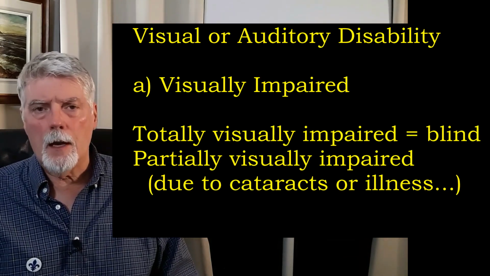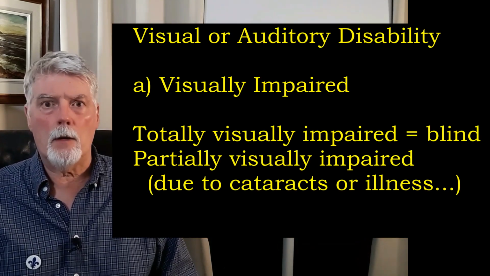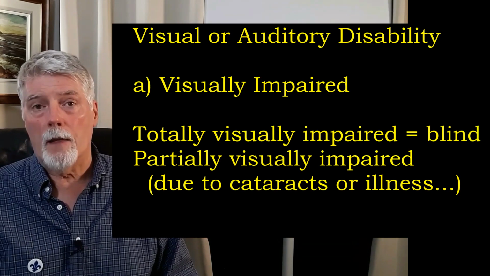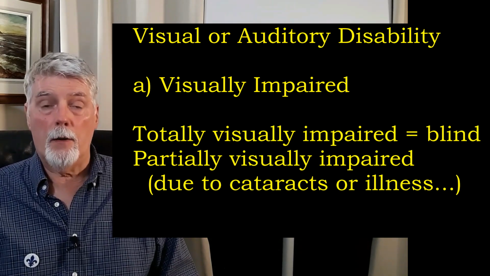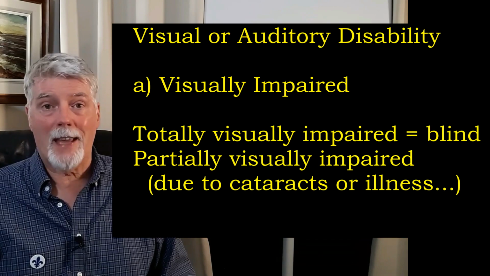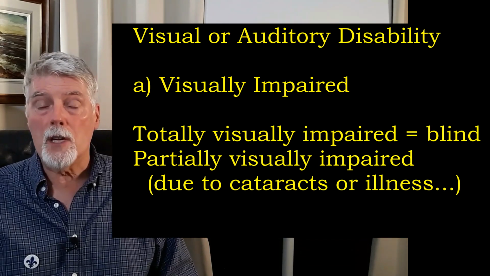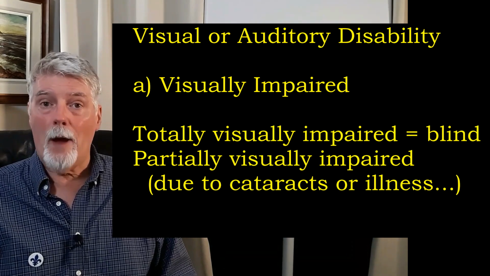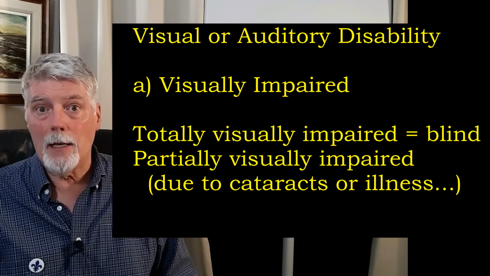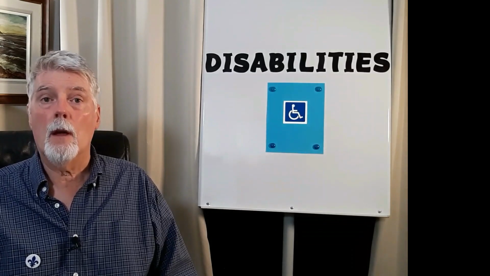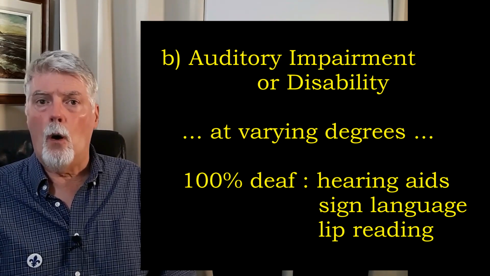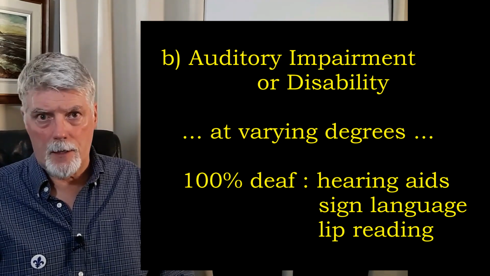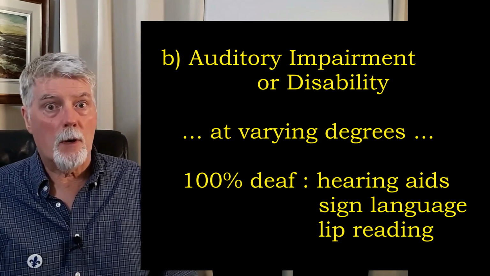Now, people who have a visual or auditory disability, for example, if someone is visually impaired, totally visually impaired, we can say they're blind. But you can also be partially visually impaired, where, say for example, if you have cataracts, or say you're losing your sight because of illness, gradually you lose more and more, depending on the illness that you have. The same thing corresponds for someone who has an auditory impairment or an auditory disability. It can be at varying degrees also.